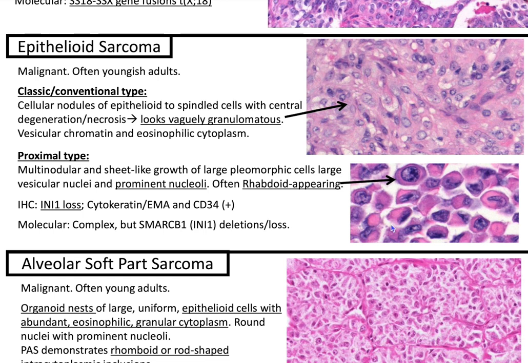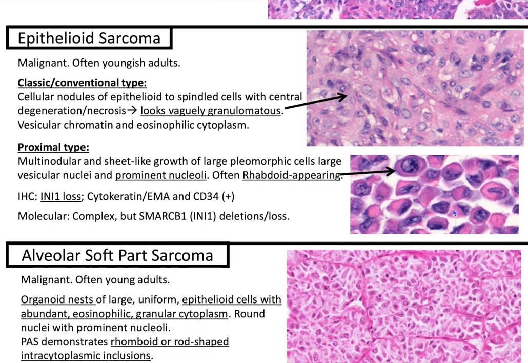And then you have your proximal type, which has multinodular and sheet-like growth of these large pleomorphic cells with large vesicular nuclei and prominent nucleoli. And it often has a rhabdoid appearance. IHC-wise, it'll have an INI1 loss.